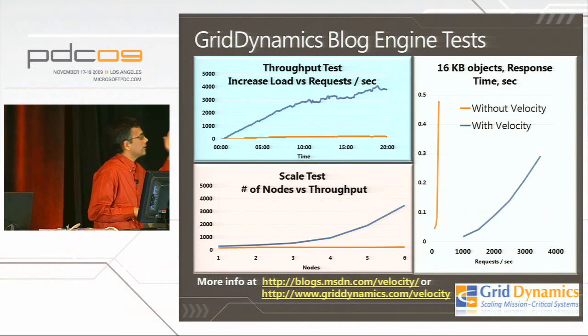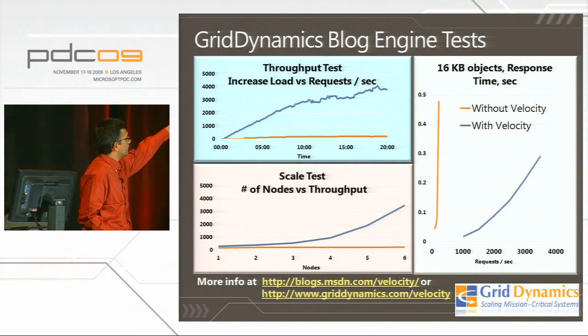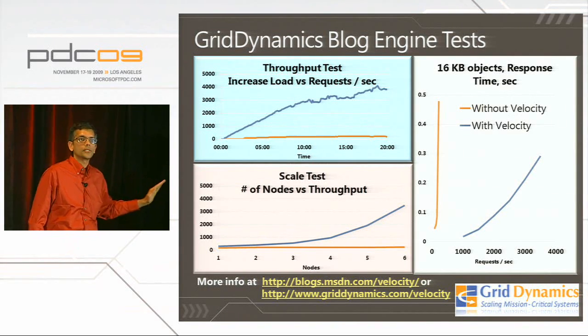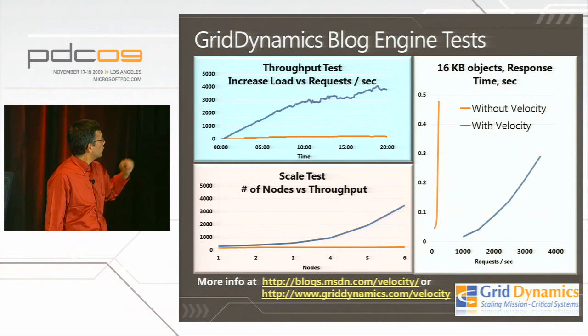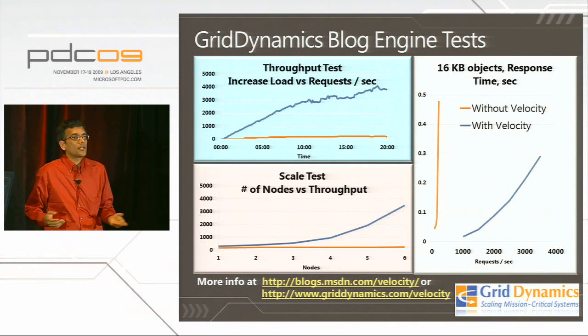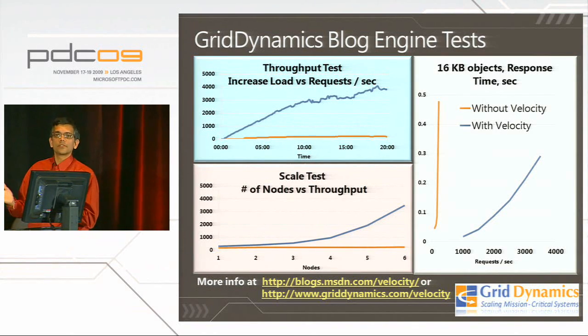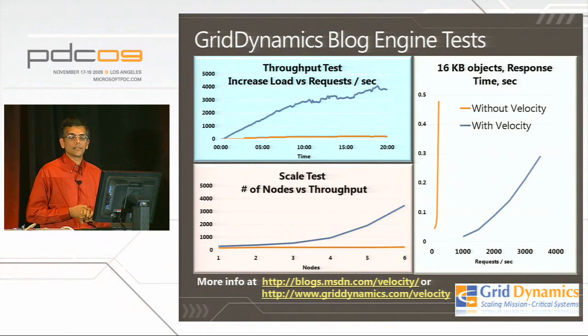If you look at it, the throughput curve is a nice linear curve. And as you see at the bottom, if you add nodes, you also see a nice linear pattern. The yellow or orange one is the one that doesn't use Velocity. It's like using a database or something that doesn't scale linearly. And you can see the difference; there are pretty significant differences in these things.